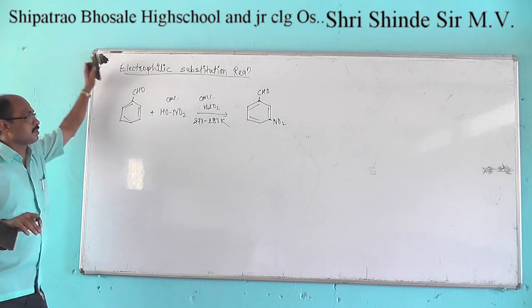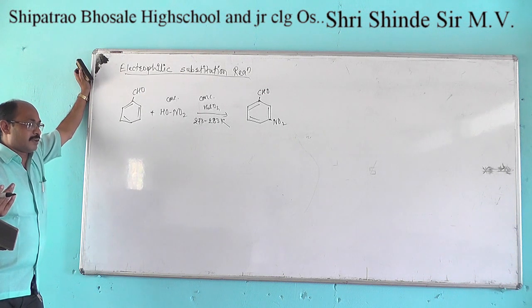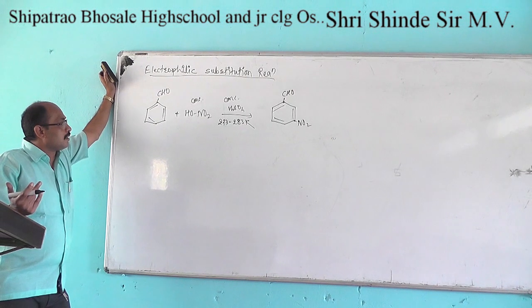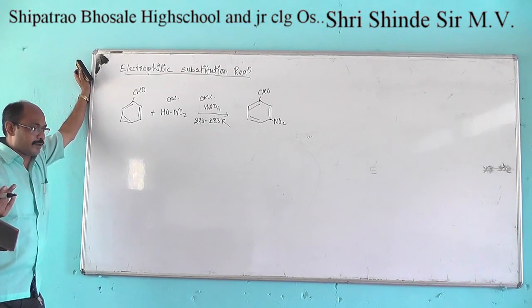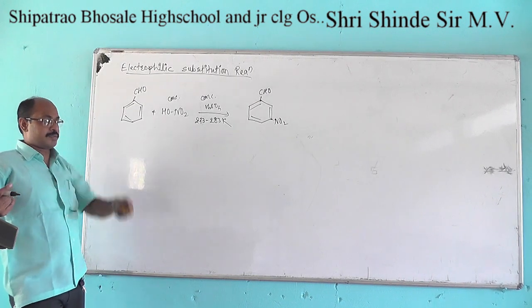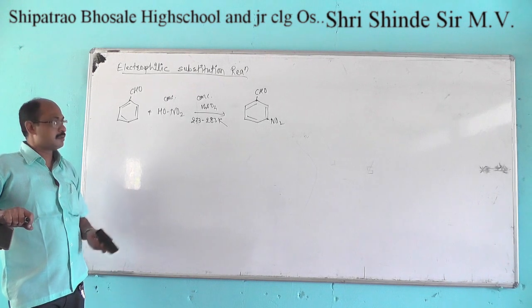Like this, we are having a sulfonation reaction up to 373 Kelvin temperature. In the presence of sulfuric acid, we are having the heating of the corresponding aromatic aldehydes or aromatic ketones to have the formation of the corresponding meta-sulfonic acid.